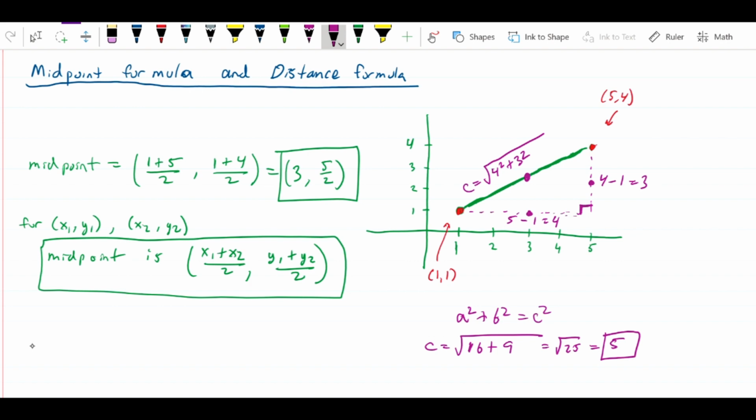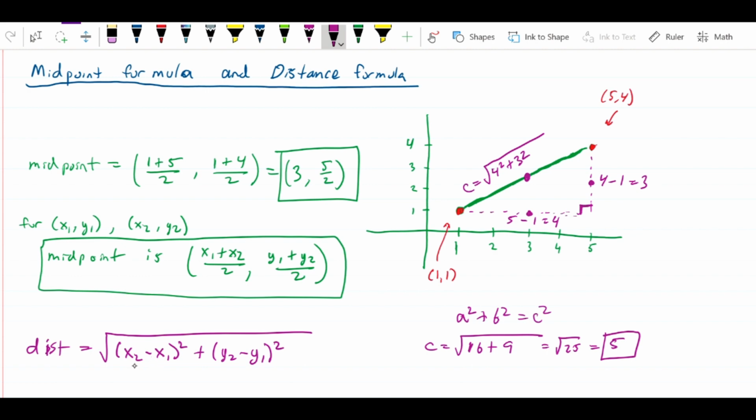In general, we can write the distance between any two points, (x1, y1) and (x2, y2), as simply equal to the square root of the square of the horizontal distance, which is (x2 minus x1) squared, plus the square of the vertical distance, which is (y2 minus y1) squared. And of course, since we're squaring these differences, it doesn't matter which order we do them in.